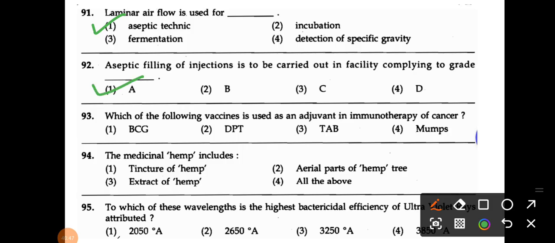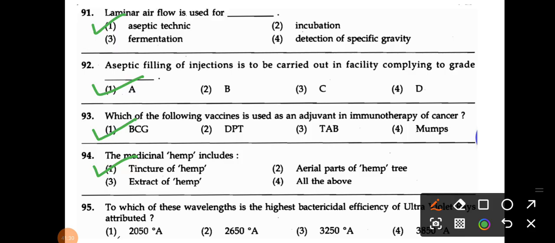The 93, which of the following vaccines is used as adjuvant in immunotherapy of cancer? The BCG, DPT, TAB and mumps. So here also the correct answer is your BCG vaccine. The medicinal hemp includes, right? So the tincture of hemp, aerial part of hemp, extract of hemp and all of the above. So what is the hemp? Hemp is nothing but your tincture of hemp. To which of the following wavelengths is the highest bactericidal efficiency of UV? Right? So simply they are asking in UV what is the lambda max for your bactericidal action.